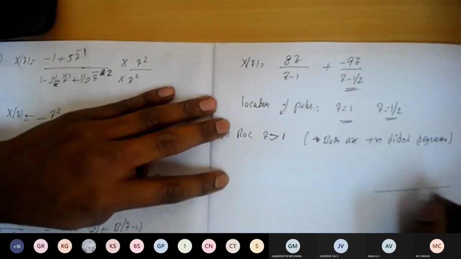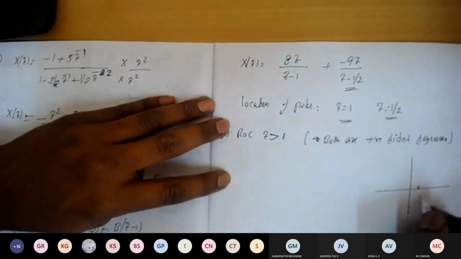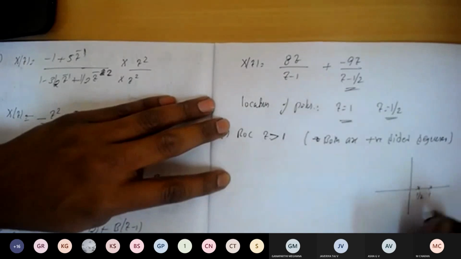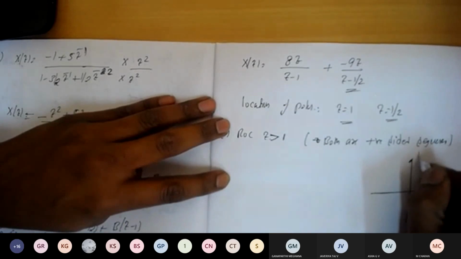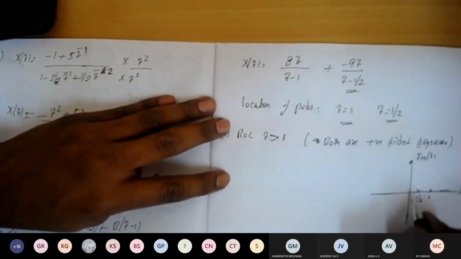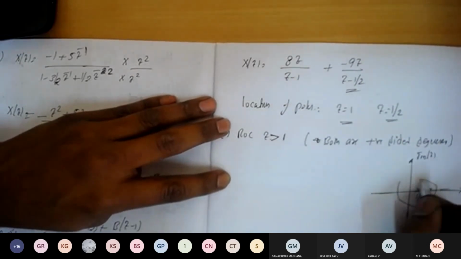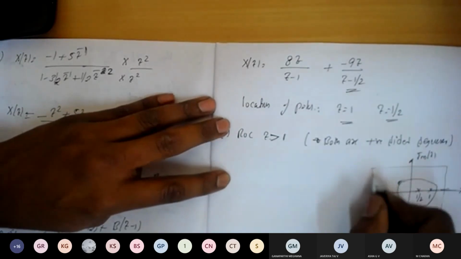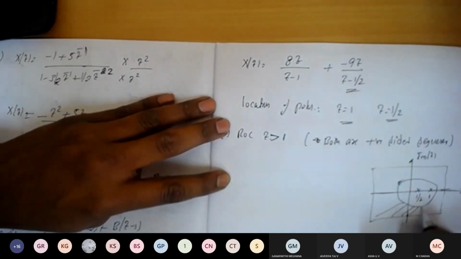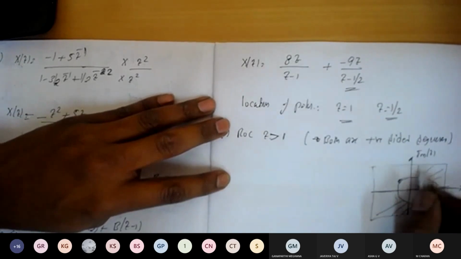Here one pole is at 1/2, the other one is at 1. This is the real part of z and this is the imaginary part of z. Here the ROC is going to lie outside the circle. So if you want, you can put one box here.